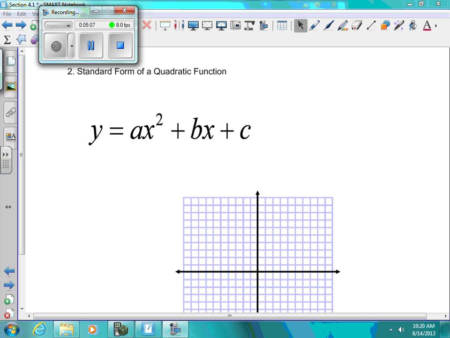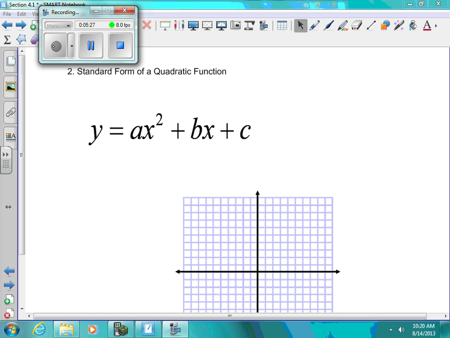Okay, so we learned about the parent function of quadratics. Now let's get into what we're going to use most often, which is standard form of the quadratic function. At least for now, while we're graphing, we're going to use this form quite a bit. Standard form is of the form y equals ax squared plus bx plus c.